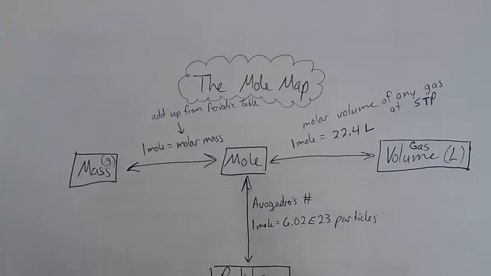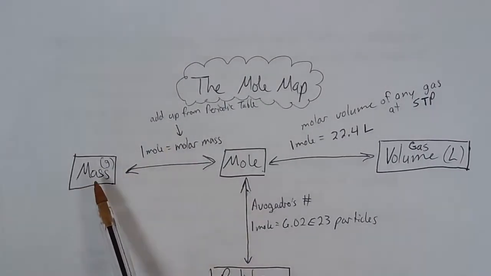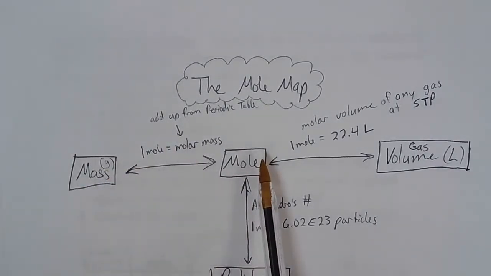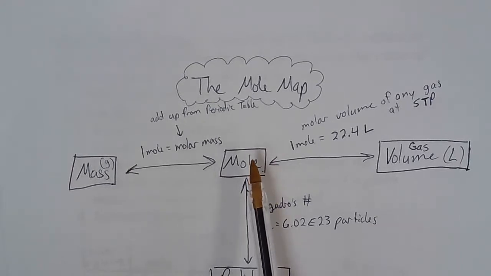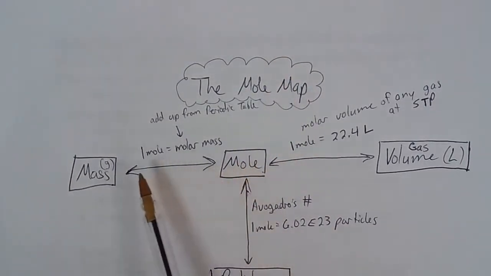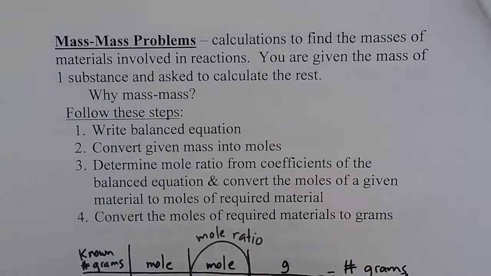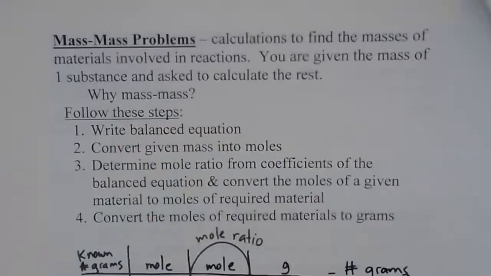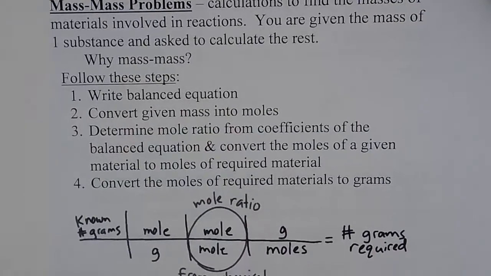So basically what we're doing is we're going from the mass of the substance to moles. Then we'll convert from moles of one substance to moles of the other substance. And then we'll convert back from moles of the other substance to mass. So we're still using the mole map, just in a little bit different way.